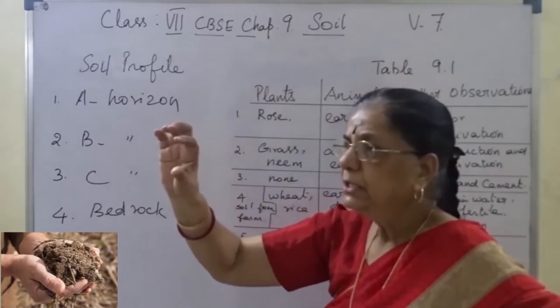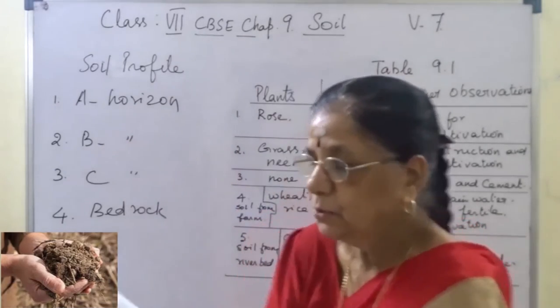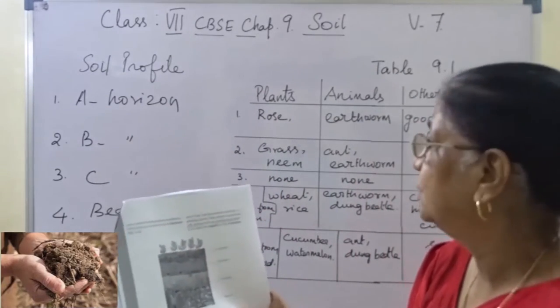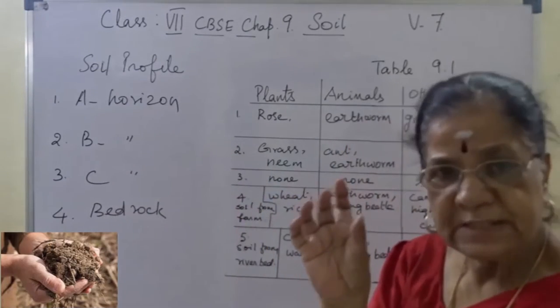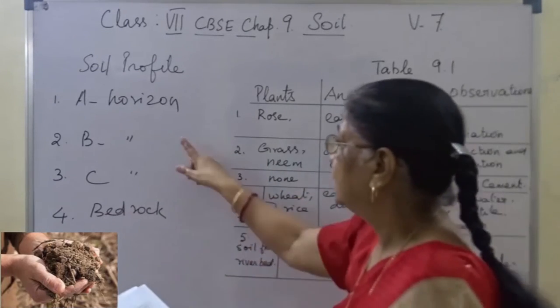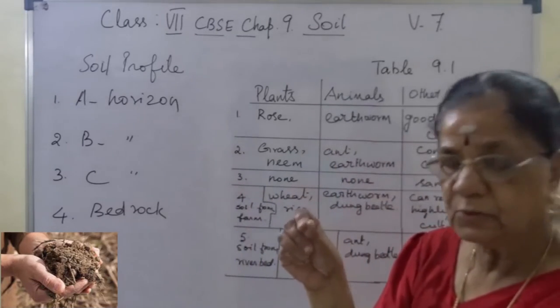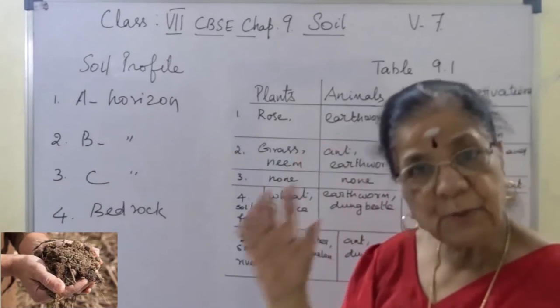டாப் மோஸ்ட் வந்து கொஞ்சம் களிமண்ணும் நிறைய புல் செடியெல்லாம் முளைச்சிருக்கும், தட் இஸ் ஏ ஹொரைசான். சரியா? அப்புறம் கொஞ்சம் செம்மண்ணா தெரியும், அது வந்து பி ஹொரைசான். ரைட்? அப்புறம் வந்து கொஞ்சம் கல்லுகள்லாம் இருக்கும், தட் இஸ் சி ஹொரைசான். தென் லாஸ்ட்ல வந்து வெறும் பாறை.